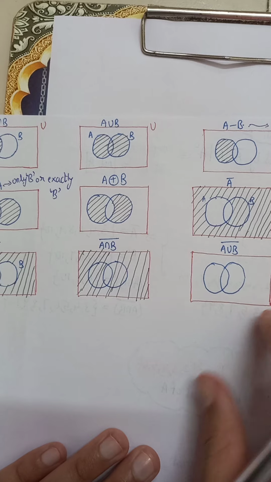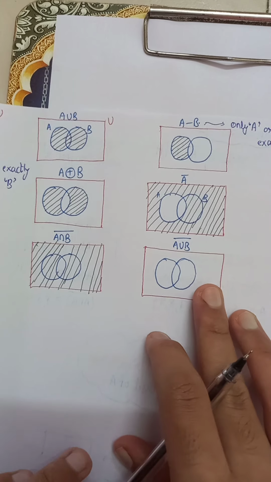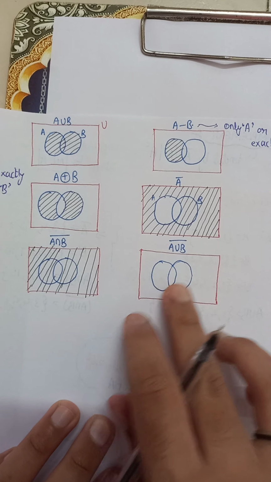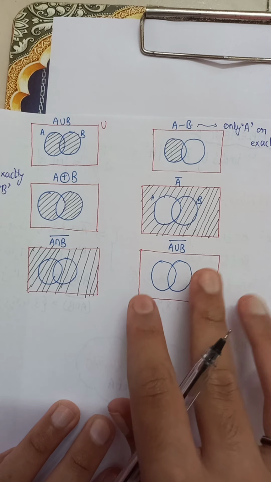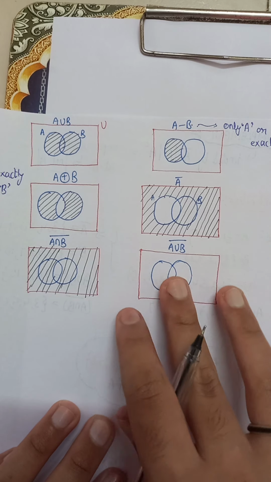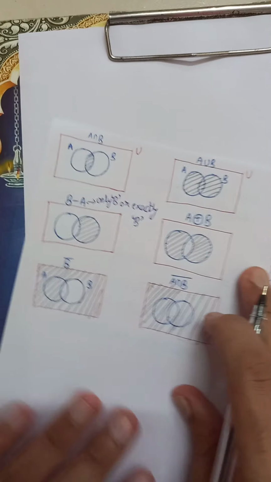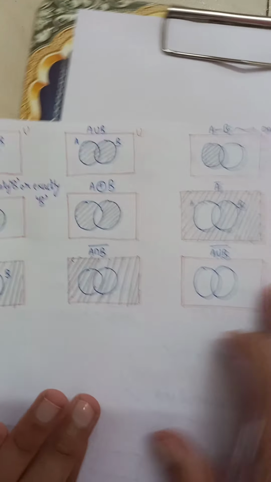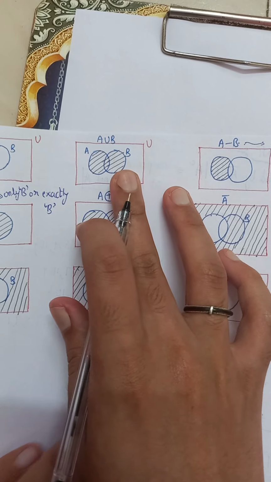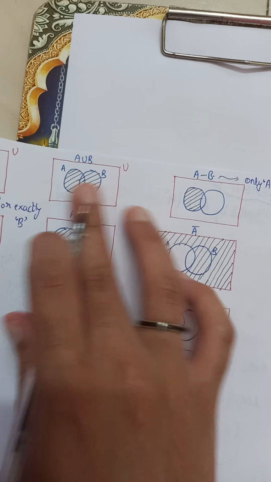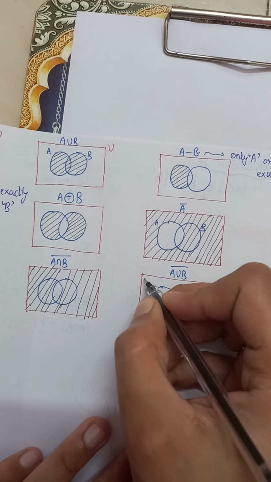What about A union B complement? A union B complement means you should shade everything except for A union B, which means both. You need to shade everything except for A union B, which means you need to shade the outer parts of A union B.